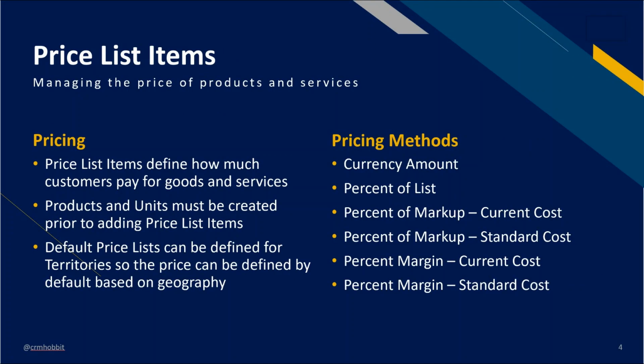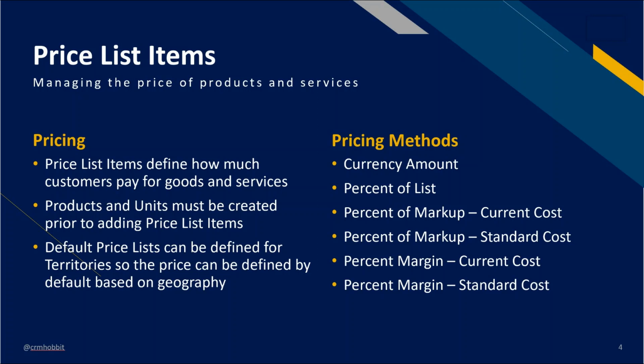In terms of price list items, and I think I've said this three times now because I'm trying to drive that point home, as we mentioned, price list items define how much customers pay for goods and services. It really is that simple. The product rolls up to a price list, and the price list has price list items related to that product.